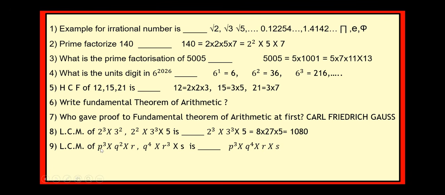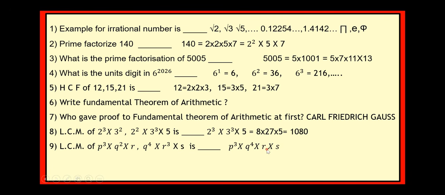Next, what is the greatest power of p? 3 here. Therefore p cube. Here q square, here q power 4. The greatest power is q power 4. Here r power 1, here it is r cube. The greatest power is r cube. We have to write cube here. And next into s, s power 1, s. Therefore the LCM of p cube into q square into r and q power 4 into r cube into s is p cube into q power 4 into r cube into s.